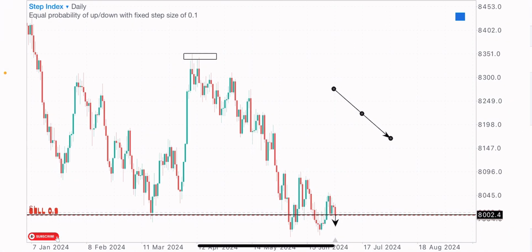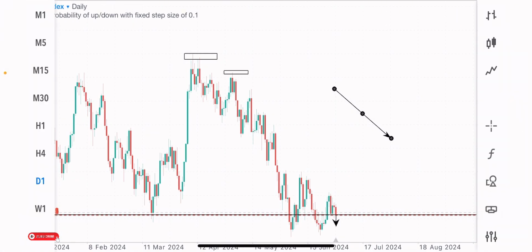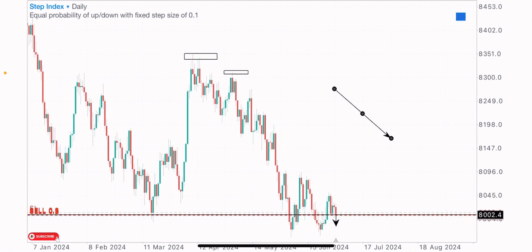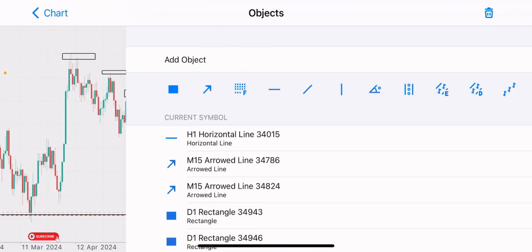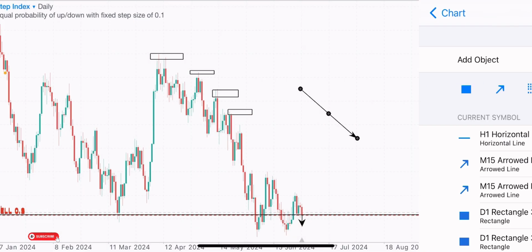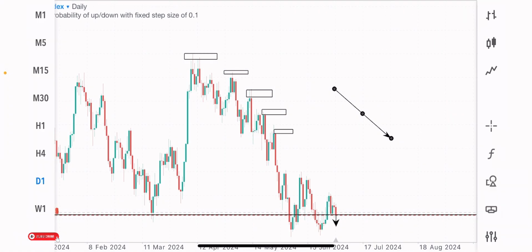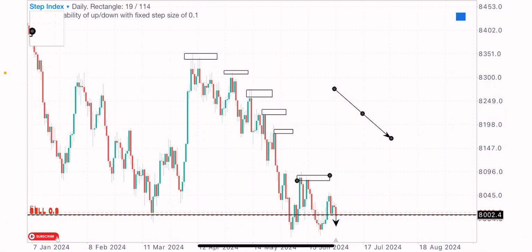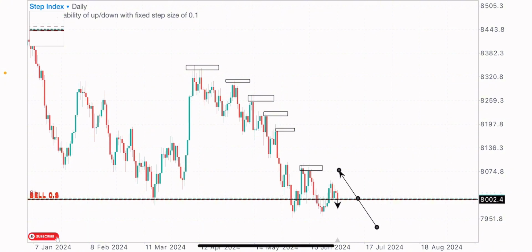We got the first high at that point, we got another high, a lower high, we got another high here, a lower high as well, another high at this point, a lower high, another high here, a lower high. We can say this index creates a series of lower highs and lower lows formation on the chart.